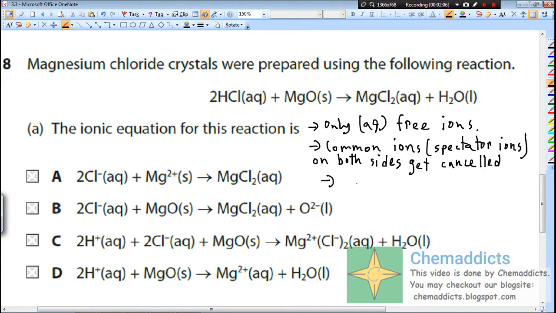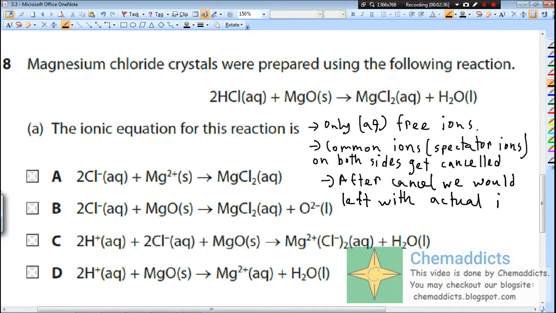Then there is another point. After cancellation, we would be left with the actual ionic equation.